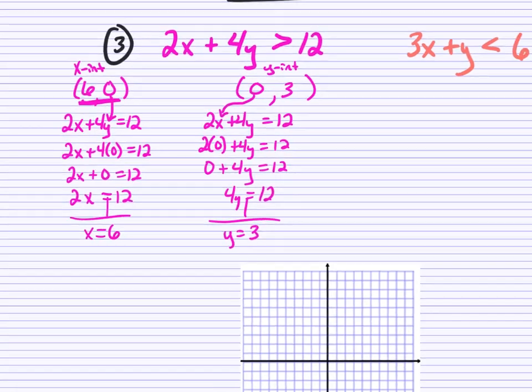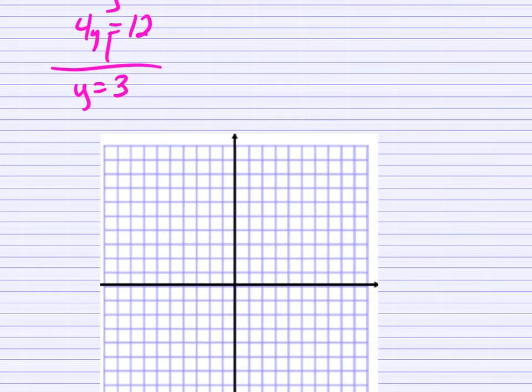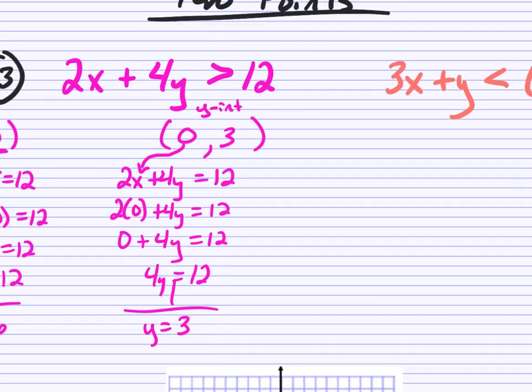Now I'm going to come down here and I'm going to plot those 2 points. 6, 0 and 0, 3. 1, 2, 3, 4, 5, 6, 0 and 0, 3. Now when I look up here, it does not have an or equal to, so this is going to be a dotted line.